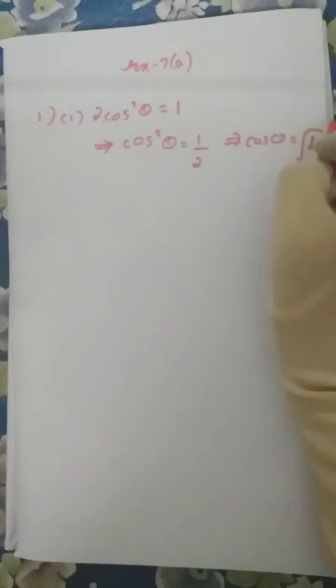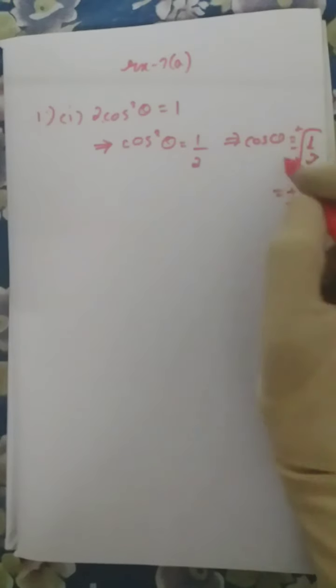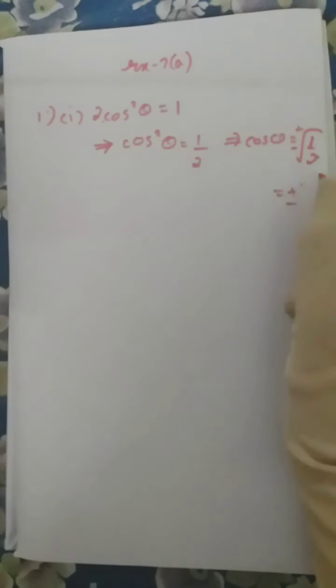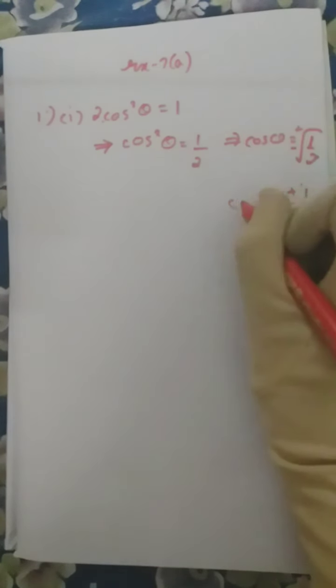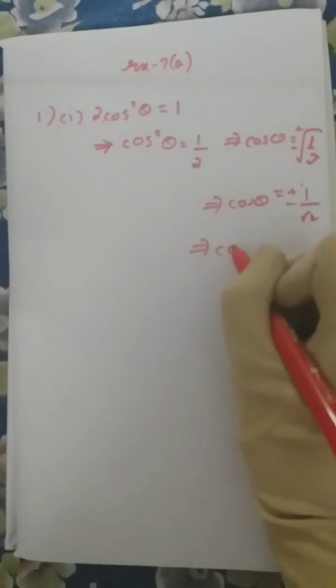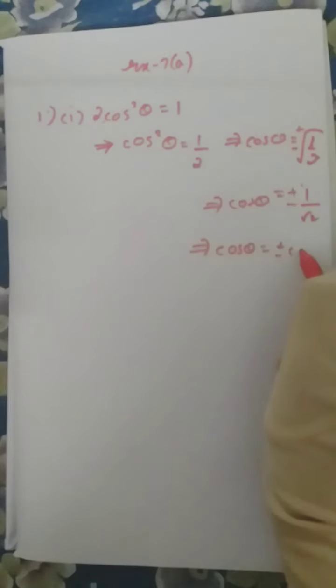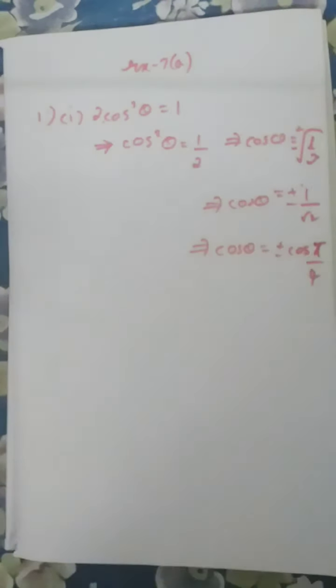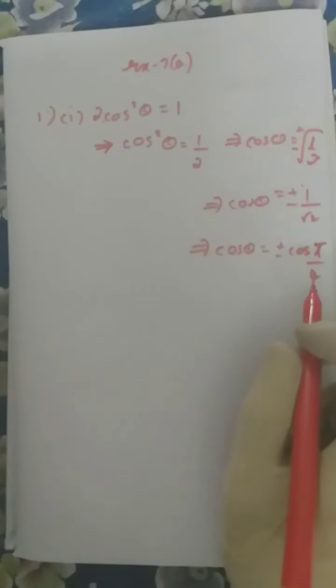Whenever the square goes that side, we should have either plus or minus 1 by root 2. So we got the value of cos theta as plus or minus 1 by root 2. Cos theta is equal to plus or minus cos 45, and we know cos 45 can be indicated by pi by 4. So here we have either plus cos pi by 4 or minus cos pi by 4.